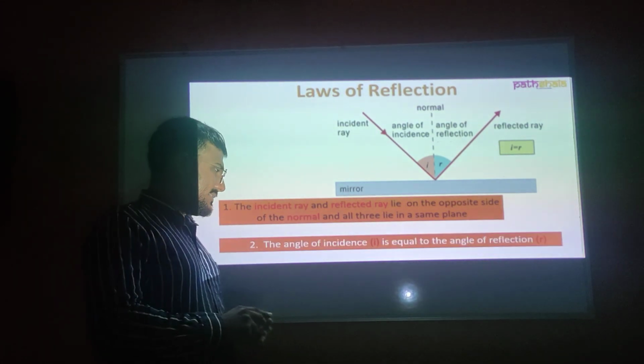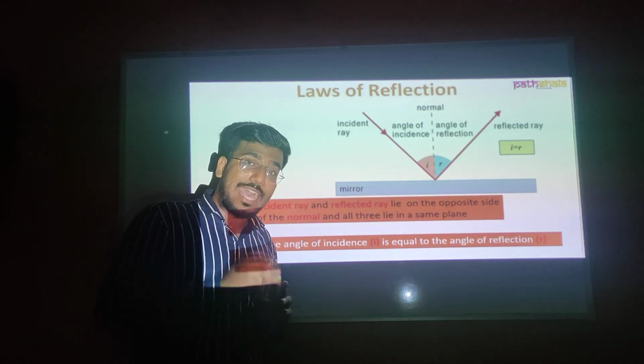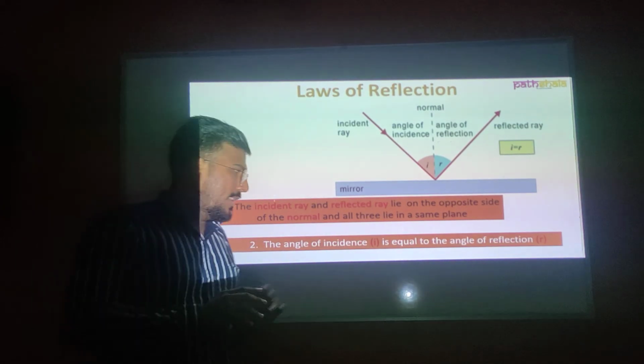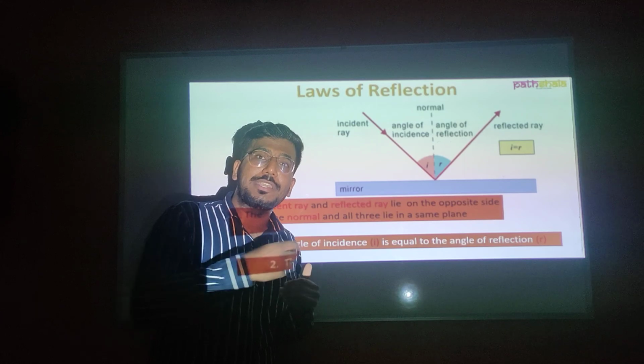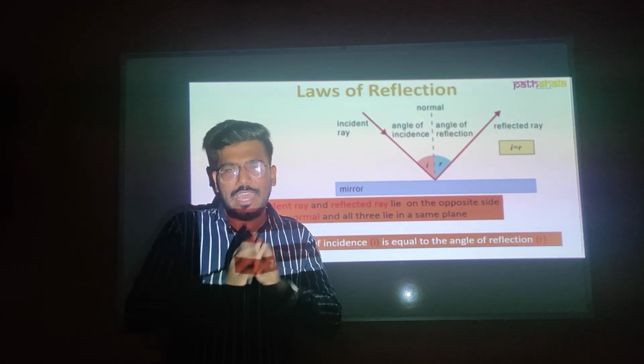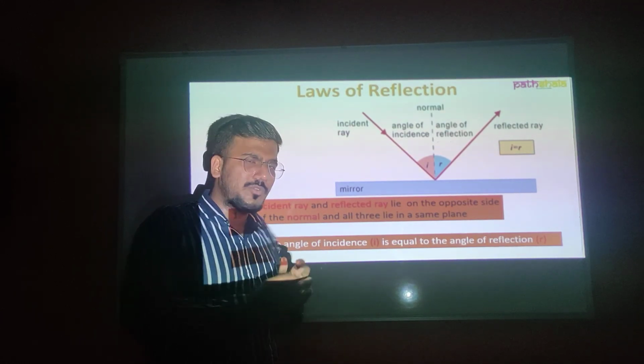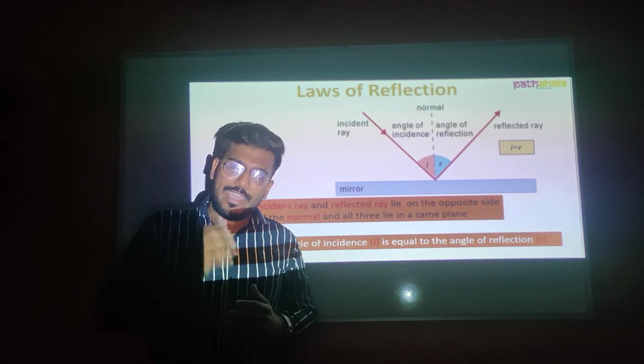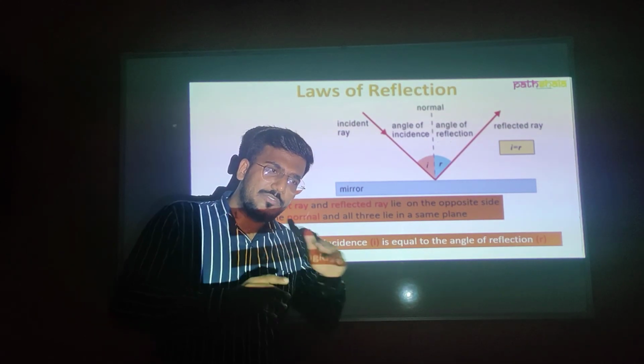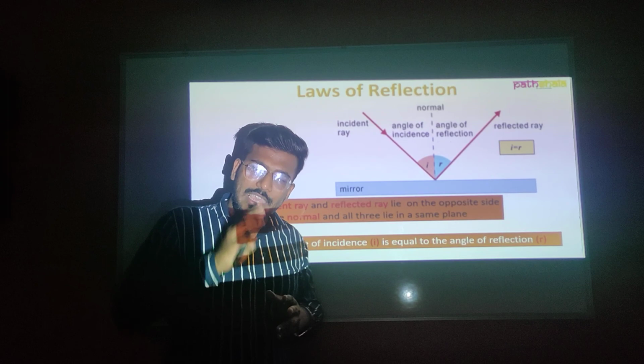The second law says that the angle of incidence, denoted by i, is equal to the angle of reflection, r. मतलब the values of the angle of incidence and angle of reflection will be equal. What do we mean by this, children? If the angle of incidence is 30 degrees, angle of reflection भी 30 होगा क्या? Is it like this? Yes, it is.